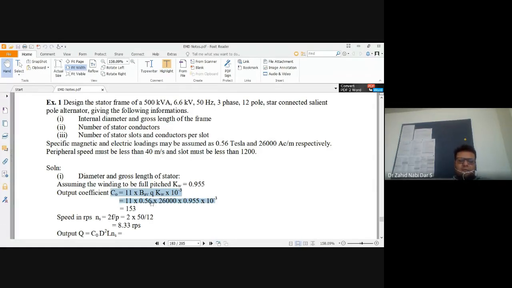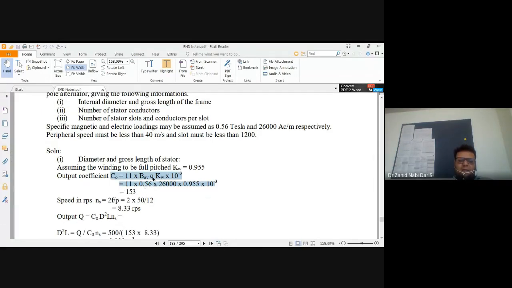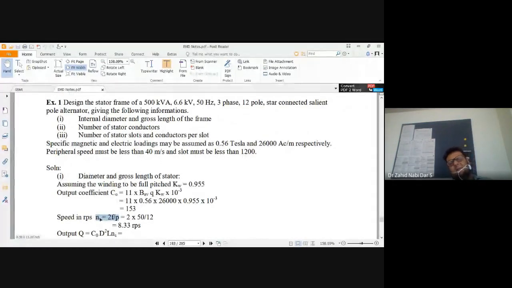So once BAV value is given, 0.56, this Q value is your ampere conductor given as 2600, Kw value 0.955, into 10 power minus 3. Once we substitute, we get our output coefficient 143. Now your speed Ns is equal to 2f by p. This formula you remember, a couple of times, 2 or 3 problems I have done, we have used this.